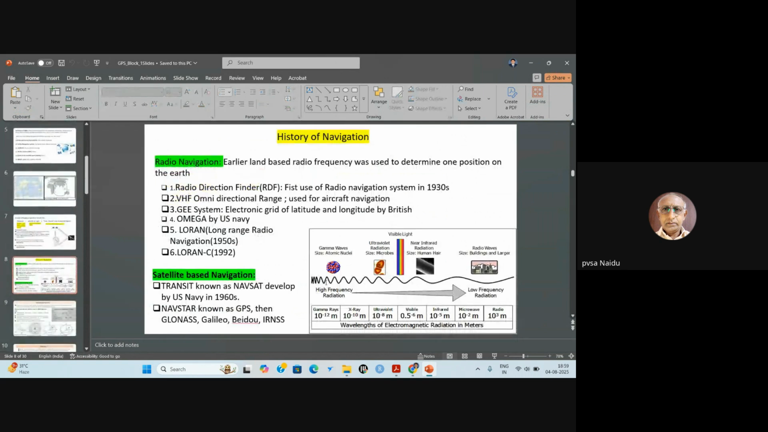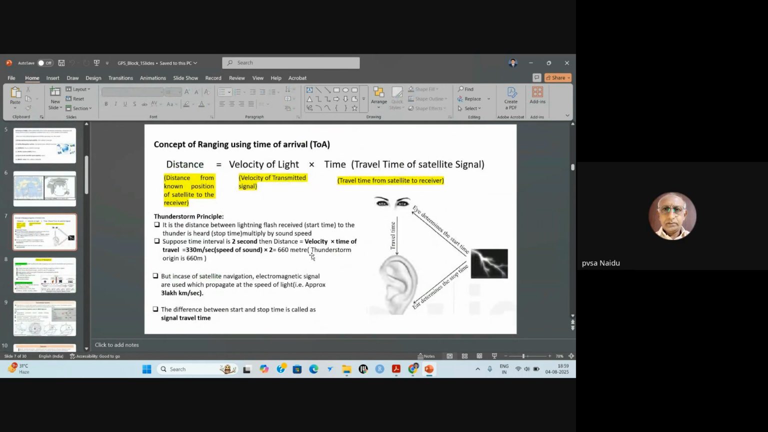Sir, good evening, sir. Good evening. Sir, how can we calculate the start and stop time in a satellite? You told us about the thunderstorm, but how can we? Yes. We cannot calculate the start time, but we can measure the timing when the thunderstorm lightning is there. Yes, lightning I understood, sir. But regarding the satellite distance, you told that 3 lakh kilometers per second was the velocity. Signal travel time, how can we calculate, sir? You told start and stop time.